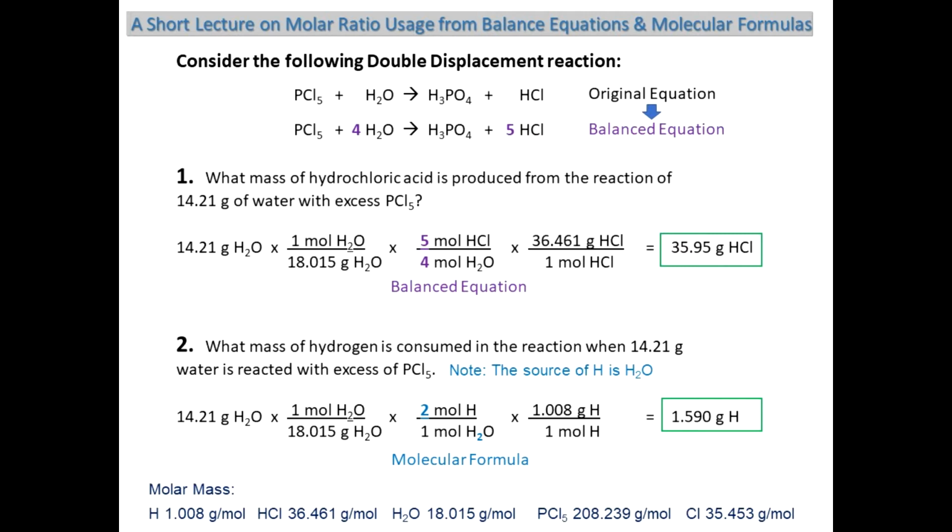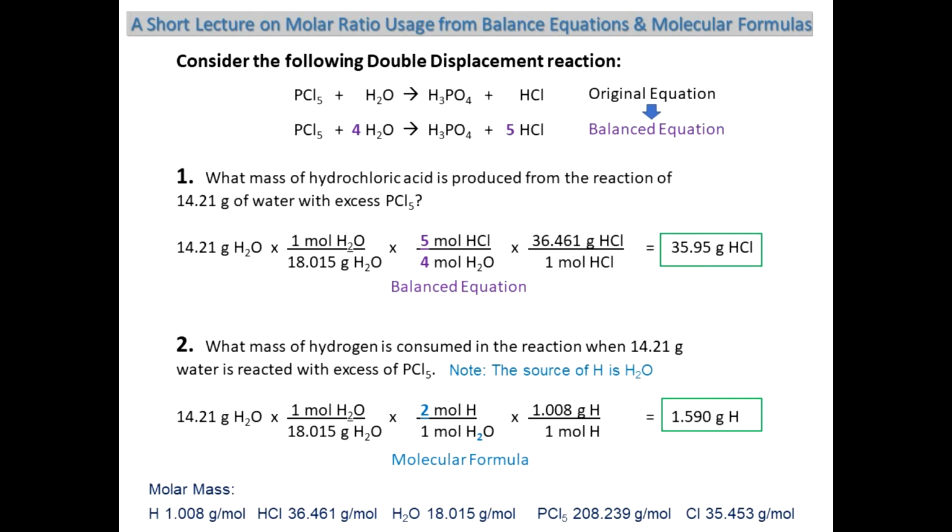Let's do problem number 2. What mass of hydrogen is consumed when 14.24 grams of water is reacted with excess phosphorus pentachloride? Note here that in the balanced equation we do not directly see hydrogen, so we use an indirect source of hydrogen, which in this case is water. When you're using an indirect source of an atom or element, you will use the molecular formula in your dimensional analysis. So let's carry it out.